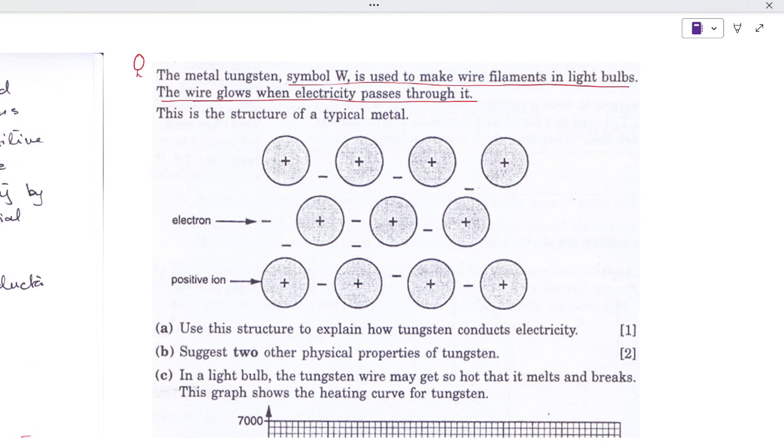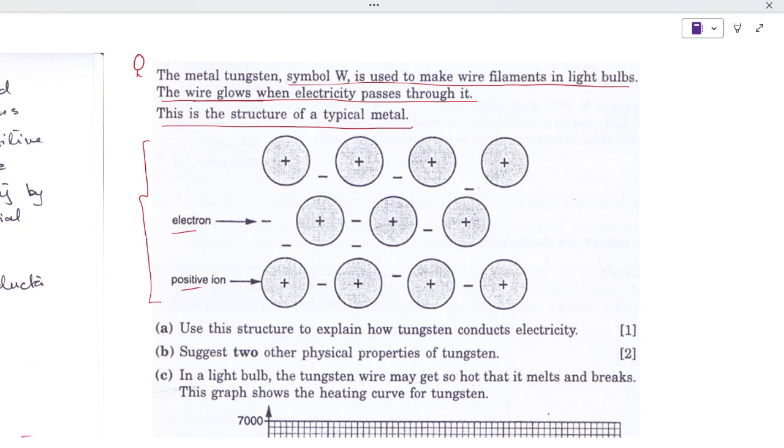Now this is the structure of a typical metal. You can see, and I have already discussed the definition of metals, positive ions and the negative ions are showing the electrons in between them. Now when the potential difference is applied, these electrons start moving and the metal starts conducting electricity.